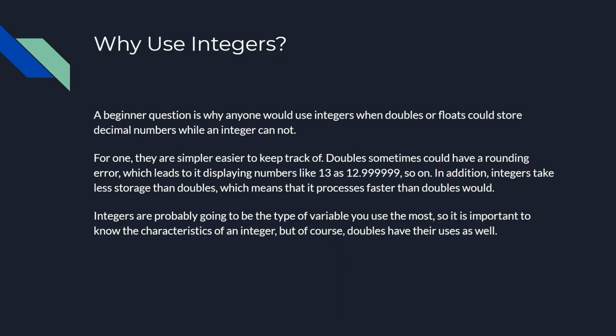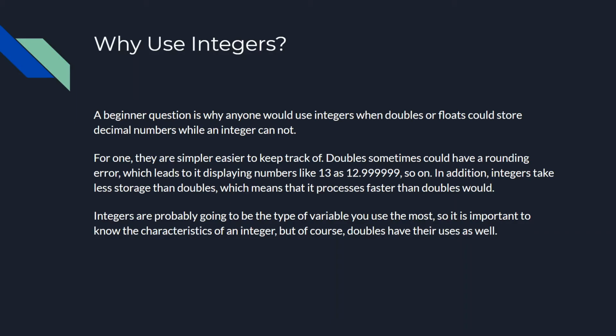A common question among beginners is why anyone would ever use integers, because doubles can hold decimals while integers can't. So what's the point of using an integer? Well, doubles have a problem called a rounding error. Sometimes it will say that 1 is equal to 0.9999999, and so on, or that 3 is 2.99999.